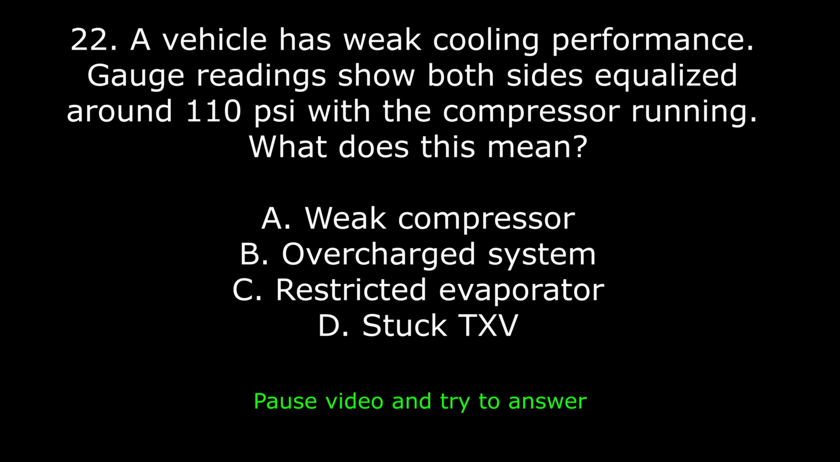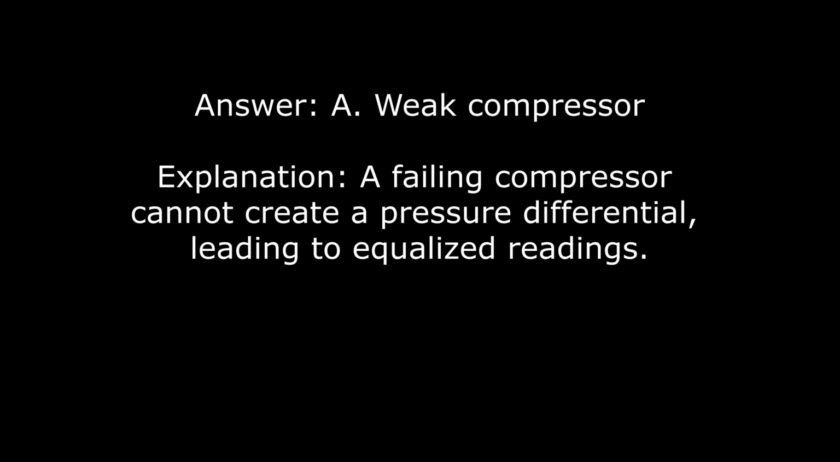22. A vehicle has weak cooling performance. Gauge readings show both sides equalized around 110 psi with the compressor running. What does this mean? A. Weak compressor. B. Overcharged system. C. Restricted evaporator. D. Stuck TXV. Answer: A. Weak compressor. Explanation: a failing compressor cannot create a pressure differential, leading to equalized readings.